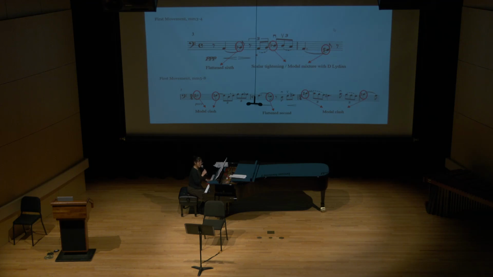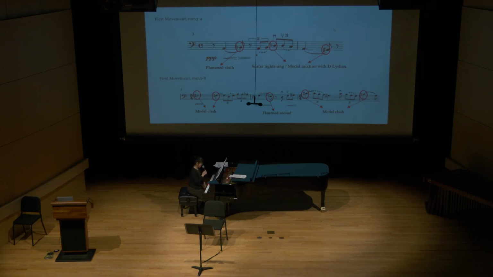Okay, and the D flat and G sharp in the next measure could be a result of scalar tightening, because they are the high and low point of this passage. Okay, so if I flat the D and sharp the G, the distance becomes smaller.